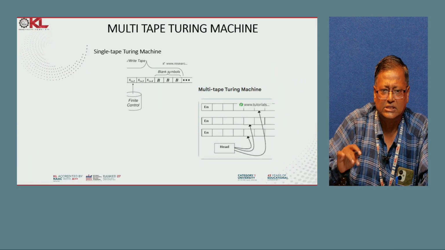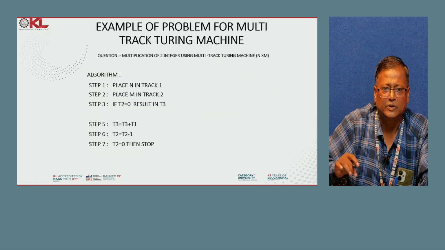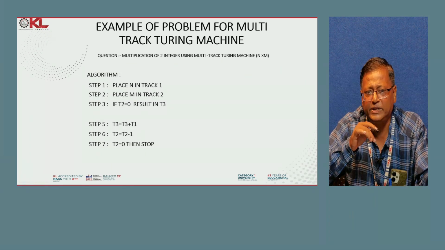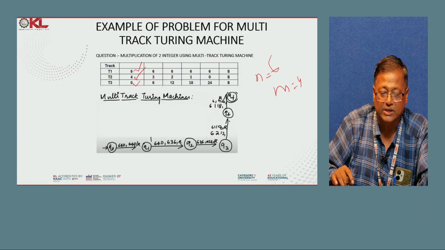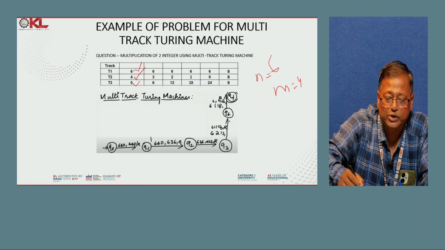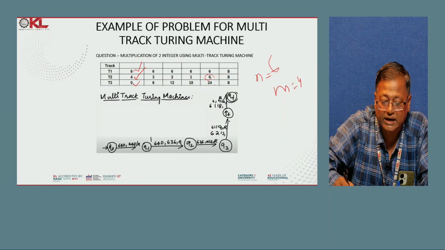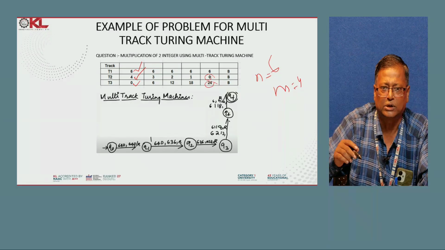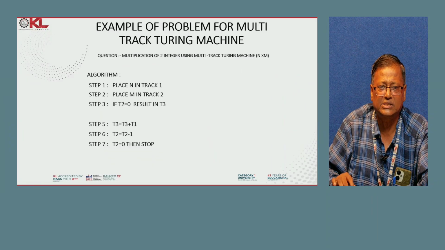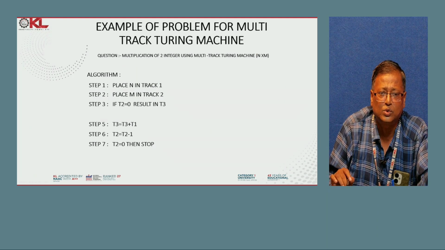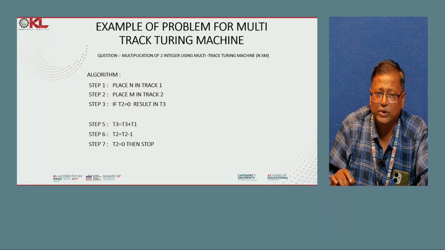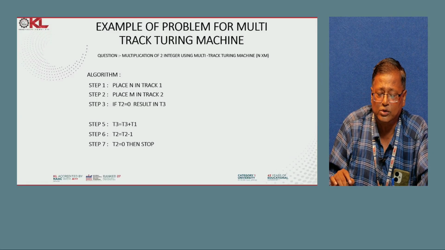So the next step, the third step, is if T2 is equal to 0, the result is in T3. It means when T2 is 0, the result is 24. How is it calculated? I will explain step by step. Step 5: T3 is equal to T3 plus T1, and we will reduce T2 by 1. When T2 is equal to 0, then stop.